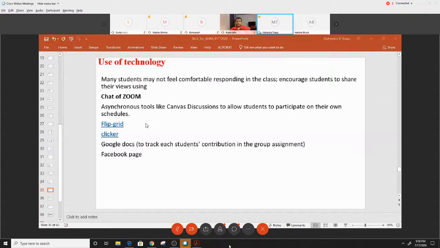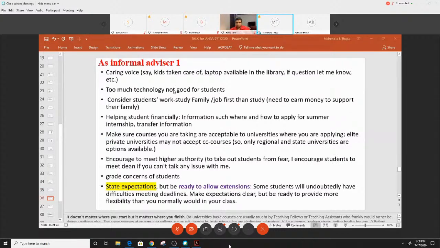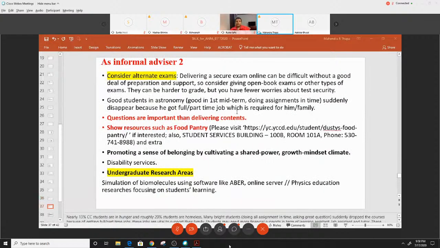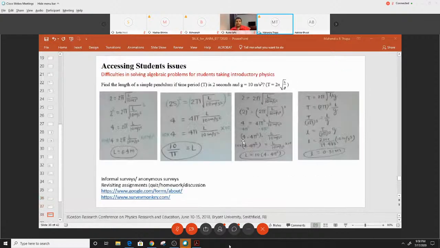There are tools called Clicker and Flipgrid. These are great tools so that we can see what they want and what their focus is. Some instructors also use a Facebook page, but I don't use that. In a community college setting, we have to act as an informal advisor. Informal means we don't say do this, but if they want, they can ask their mentor, who will advise them, as a suggestion.